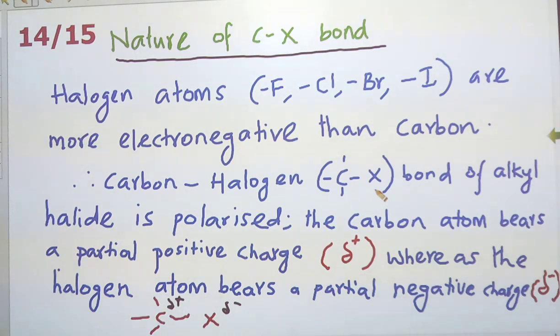Let us go for another topic after nomenclature, the nature of the C-X bond. The halogen atoms fluorine, chlorine, bromine, iodine are more electronegative than carbon, because they are in the 17th group. Therefore the carbon-halogen bond of alkyl halide is polarized. The carbon atom bears a partial positive charge, whereas the halogen atom bears a partial negative charge. Why are carbon-halogen compounds polarized? Yes, they always bear a partial positive charge and a partial negative charge. So it is polarized.